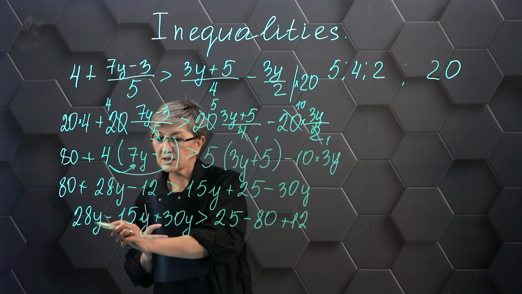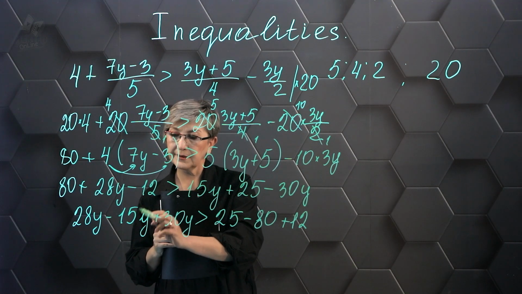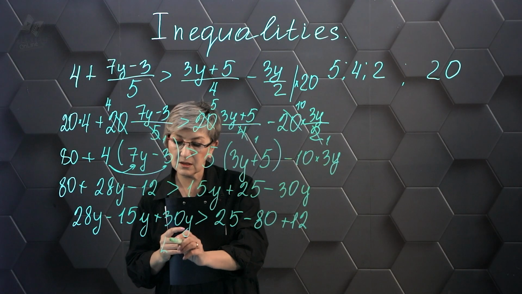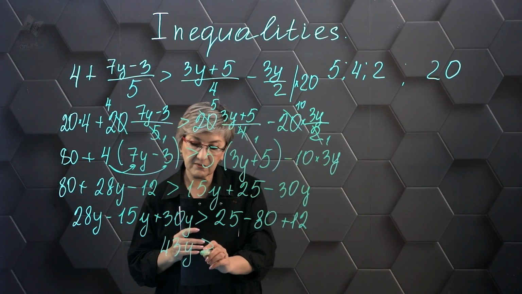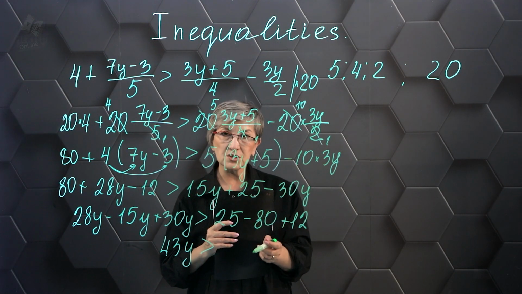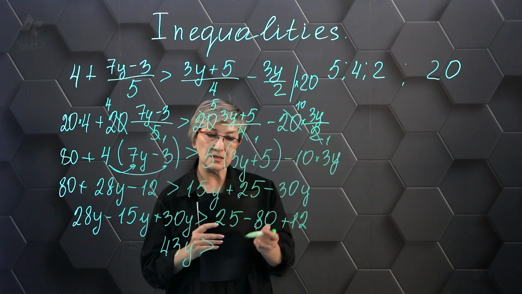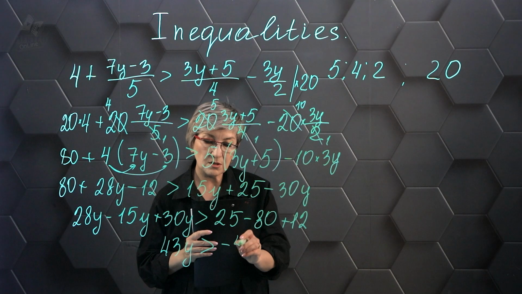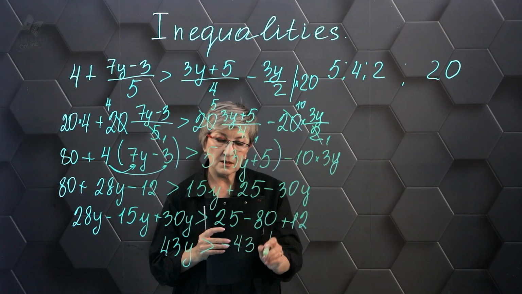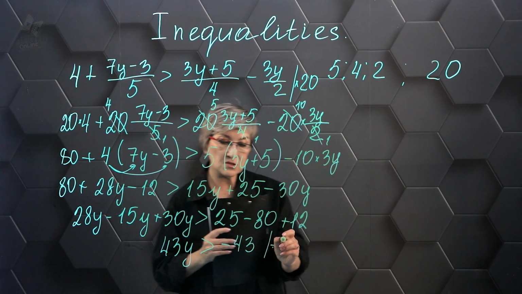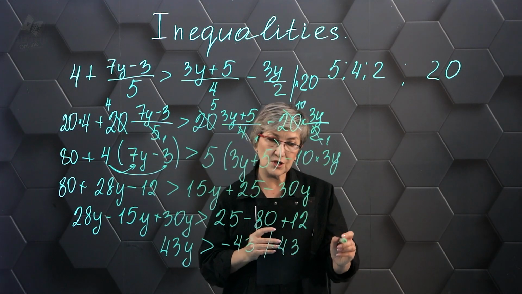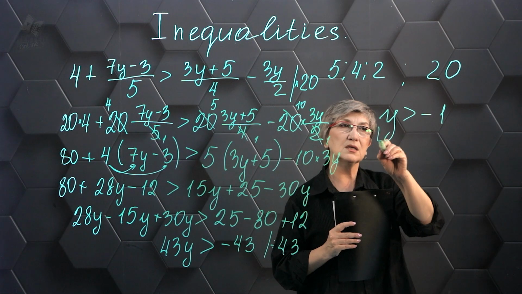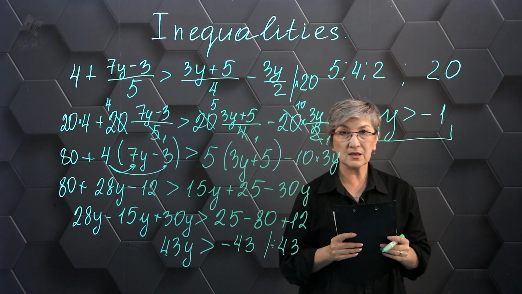Let's perform the operations. 28 minus 15 is 13y. 13 plus 30 equals 43. The right side, 25 minus 80 equals minus 55. Minus 55 plus 12 equals minus 43. And now we divide the left and right parts by 43. And as a result, we get the answer: y is greater than -1. This is the solution to our inequality.